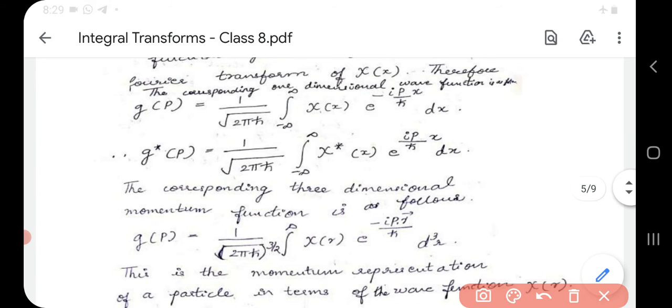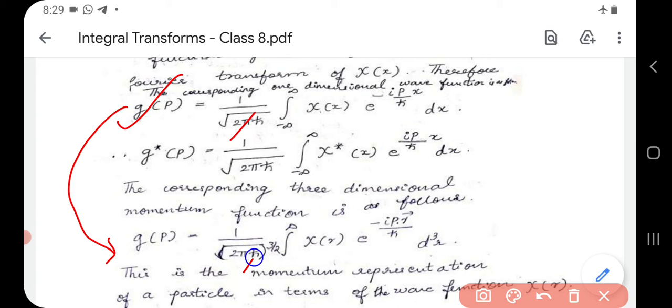Okay, let us take this equation. This is in the case of one-dimensional case. Now the same equation in three-dimensional case will become like this. That is, instead of the square root, it will be raised to 3 by 2. Integration is kept as such.